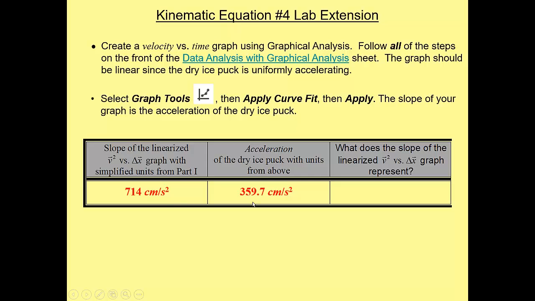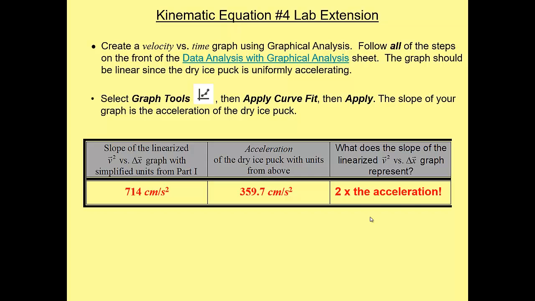Isn't it about twice the acceleration? If you double this, you get roughly 719, which is double that. And that's less than 1% off from what we actually got by linearizing our velocity squared and displacement data. So it looks like the slope of our linearized graph was actually 2 times the acceleration. We could write that as 2a, with an arrow over the a if we wished.